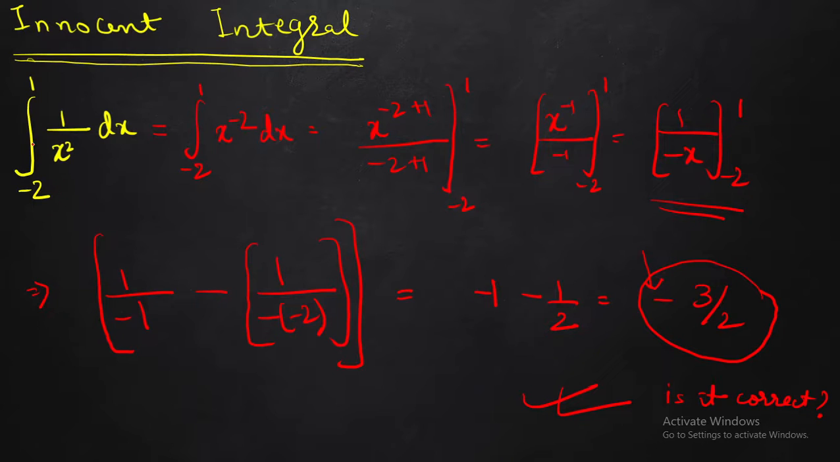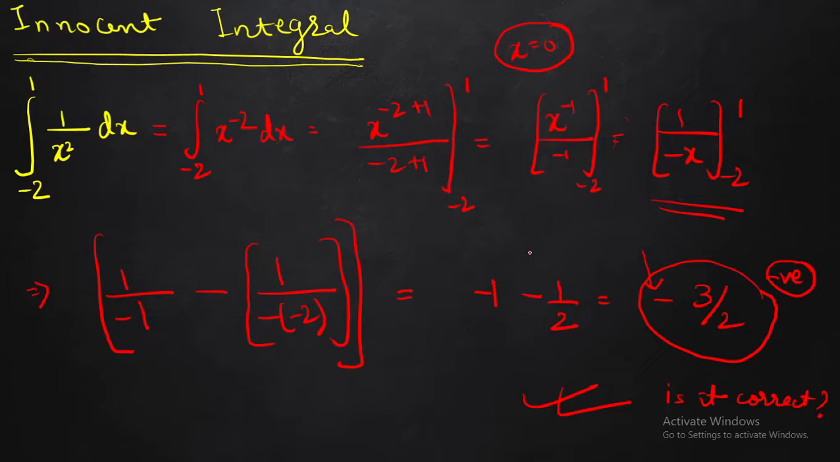Also at the point 0, 1 by x square is a discontinuous function. At the point 0, 1 by x square is not defined. Even after integration, the function that we are getting, that is 1 by minus x, is also not defined at the point x equal to 0. Also the area is negative.